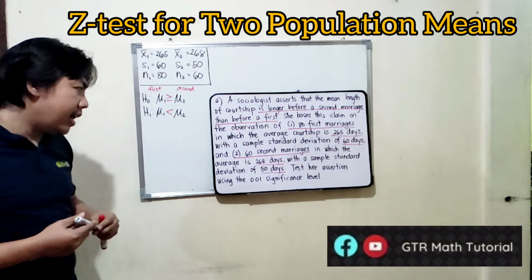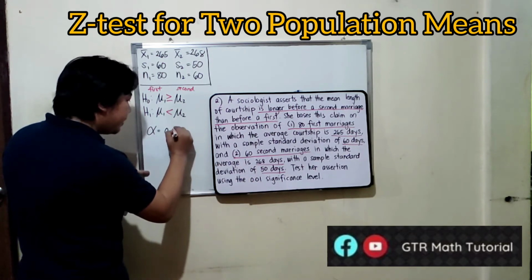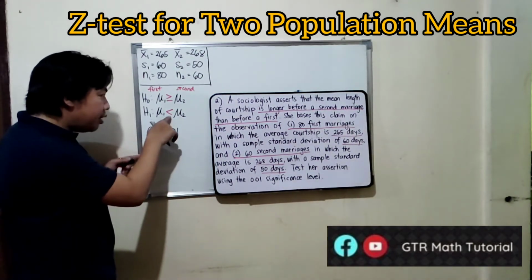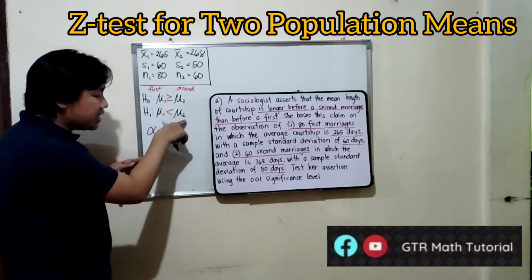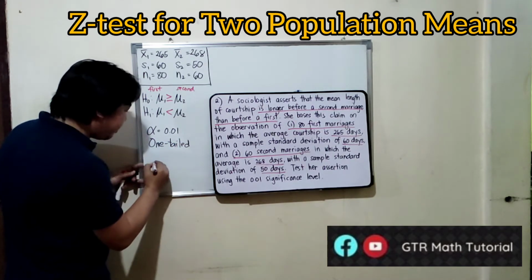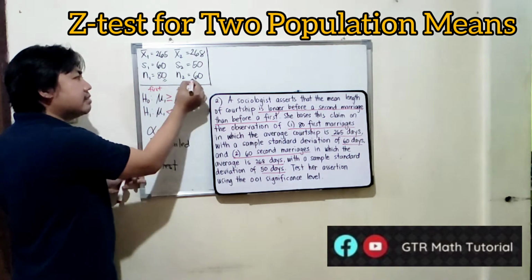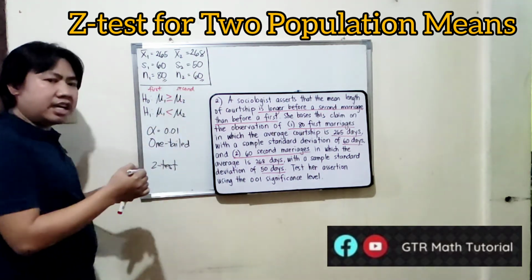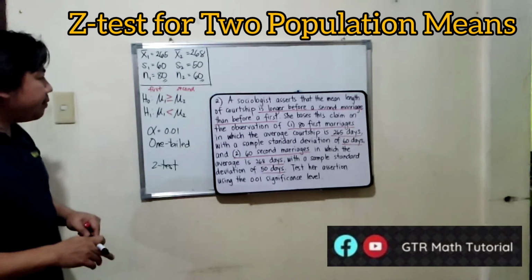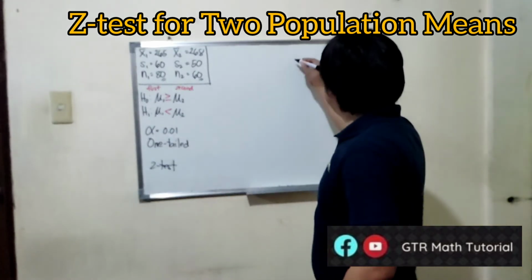The second step is the level of significance alpha, which is 0.01. And then, is it two-tailed or one-tailed? Because of the symbol, mu sub 1 is less than mu sub 2, so this is a one-tailed test. Step 3 is the z-test. Again, why z-test? Because the sample sizes are large, 80 and 60. So we're going to use the z-test. So the next step is the decision rule.